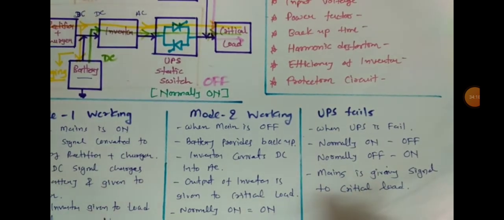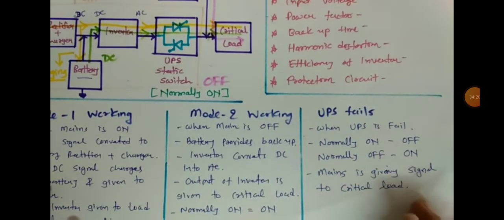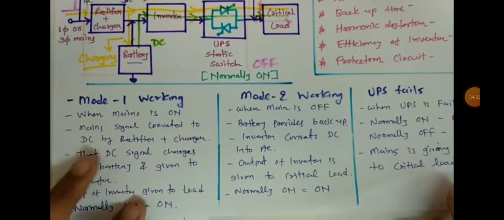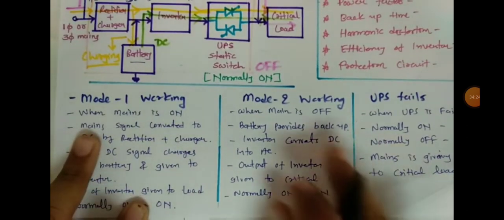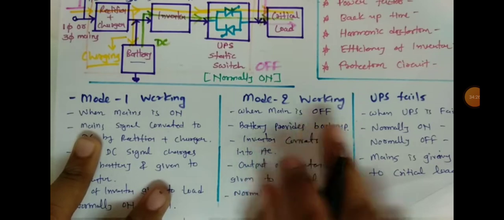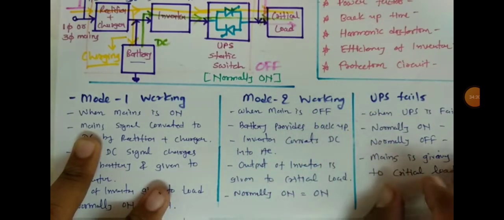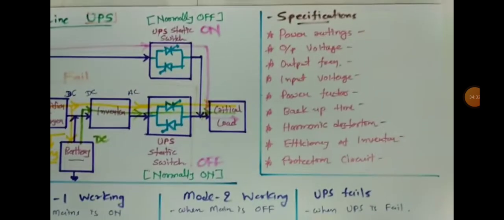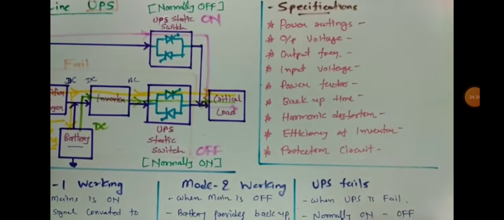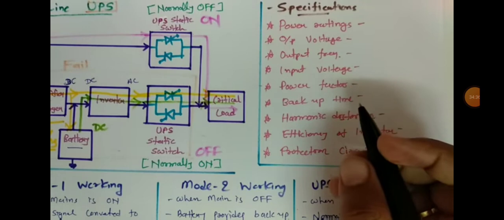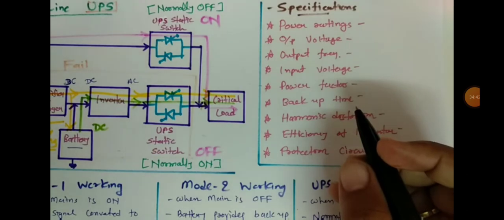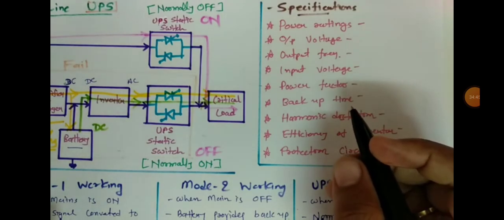So this is how a UPS has three different modes. The first mode is when mains is on, the second mode is when mains is off, and the third mode is when the UPS is failed. Now I'll explain a few specifications which we need to understand before we buy any UPS, the ratings and specifications available with a UPS.